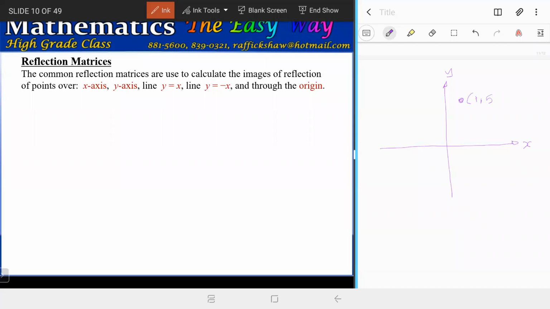If I reflect this point (1, 5) over the x-axis, can anybody tell me where it's going to go? It's going to come down here. What will be the coordinates of this point down here? Sir, it will be (1, -5). Beautiful. So there's a matrix that will calculate that this point goes from here to here if I reflect it over the x-axis. That matrix is the x-axis reflection matrix. Good? And I can write it down for you.